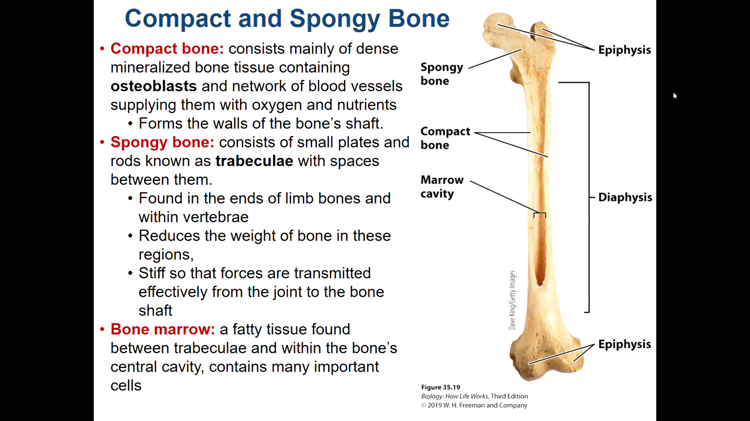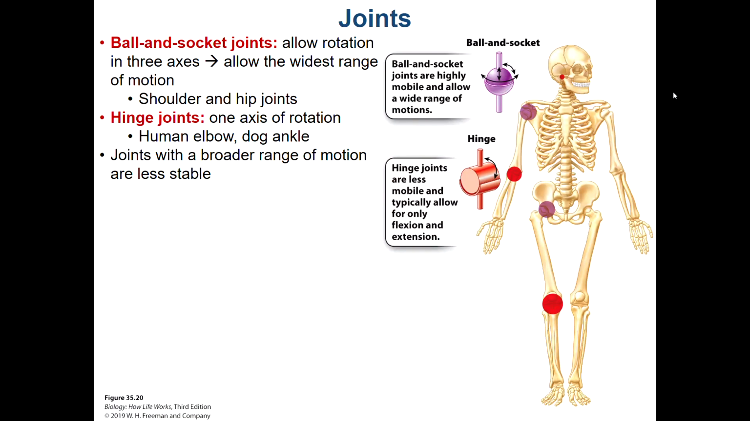So I said that spongy bone is important because it's typically in locations where we have our joints. And there are two different types of joints in most vertebrates. The first are the ball and socket joints, which are highlighted in purple on this human skeleton. Ball and socket joints allow rotation in 3 axes, which allows for the widest range of motion. An example in our bodies that have ball and socket joints are the shoulders and the hip joints. The shoulder is the most mobile joint in the human body, which makes sense if you think about which part of your body you're able to move the most.